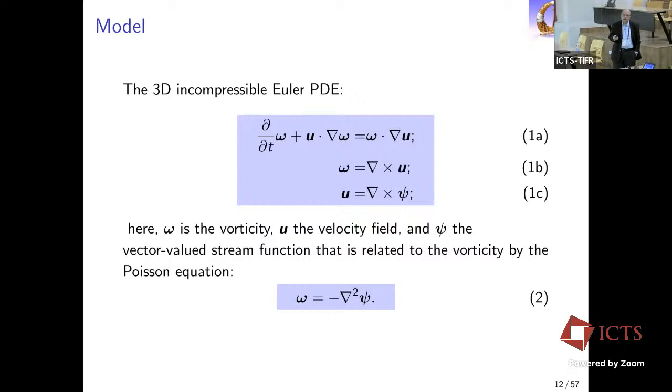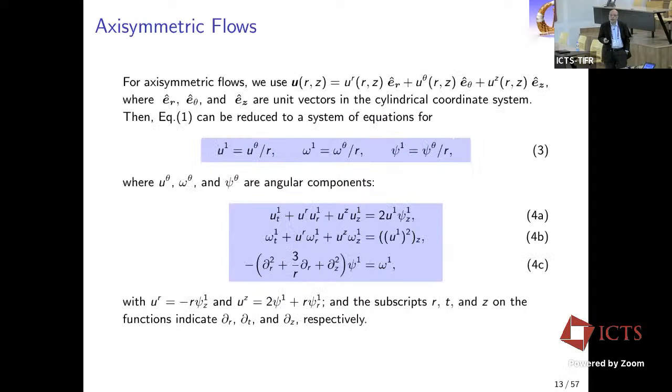The 3D incompressible Euler equations are given here, standard notations. Omega is the vorticity, u is the velocity field. Psi is a vector-valued stream function, which is related to the vorticity by this Poisson equation.